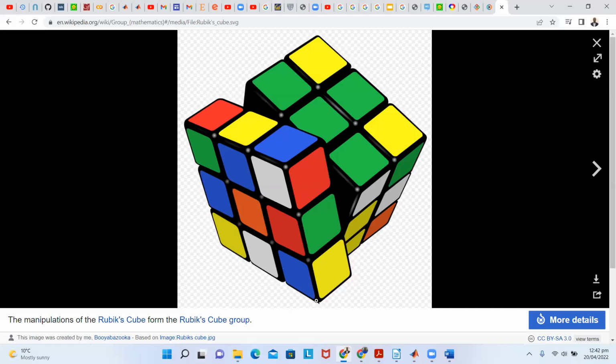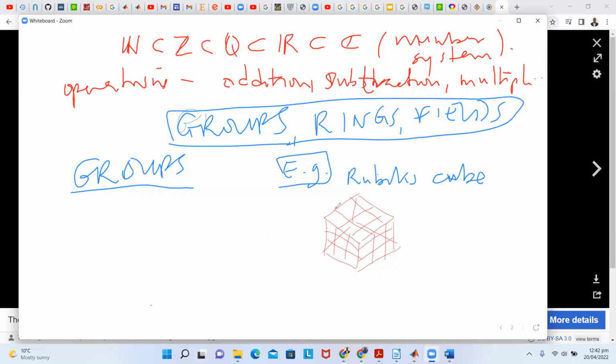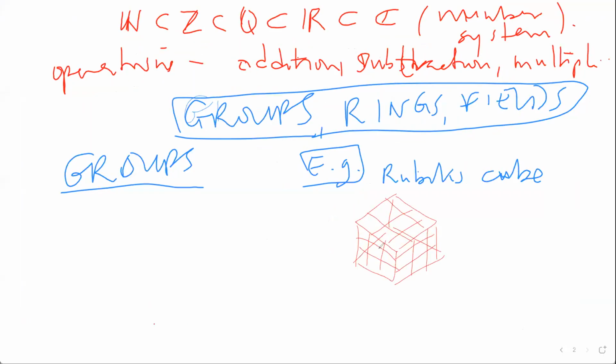So usually we have this Rubik's cube, and this is really a typical example of groups, okay? We are going to explain what a group is, and how we can identify these groups.